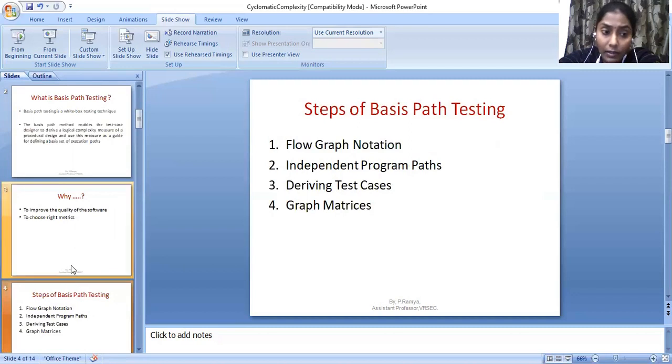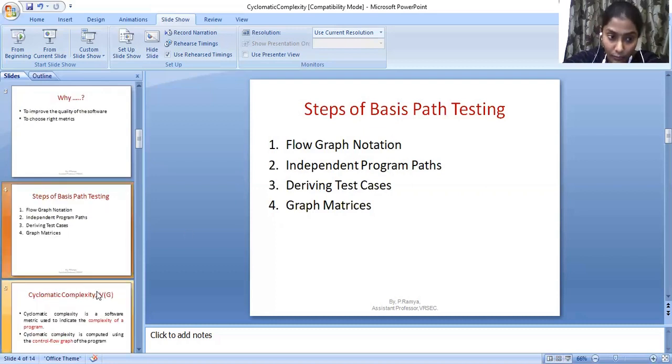There are different steps to perform this basis path testing. The first step is called flow graph notation. You have heard about flow charts. So this is the first time you're hearing about flow graphs. It is almost similar, so we'll go into the details later. The second step is the independent program paths. The third one, we have to derive the test cases. And lastly, we have to show the graph matrices. So let us see how it will work out.